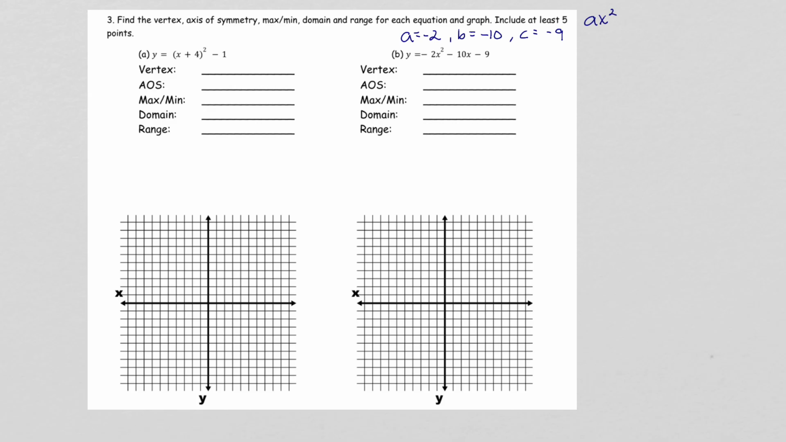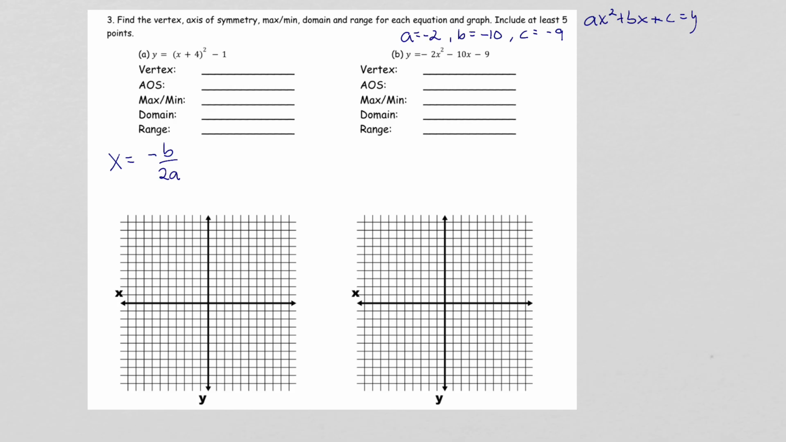Remember, ax squared plus bx plus c is our general form for a quadratic. So you should know that to find the vertex, the x value of the vertex, x is always going to be minus b over 2a. So what we're going to do is use this a value and that b value in this formula right here to find the x value for the vertex. So let's go ahead and do that.